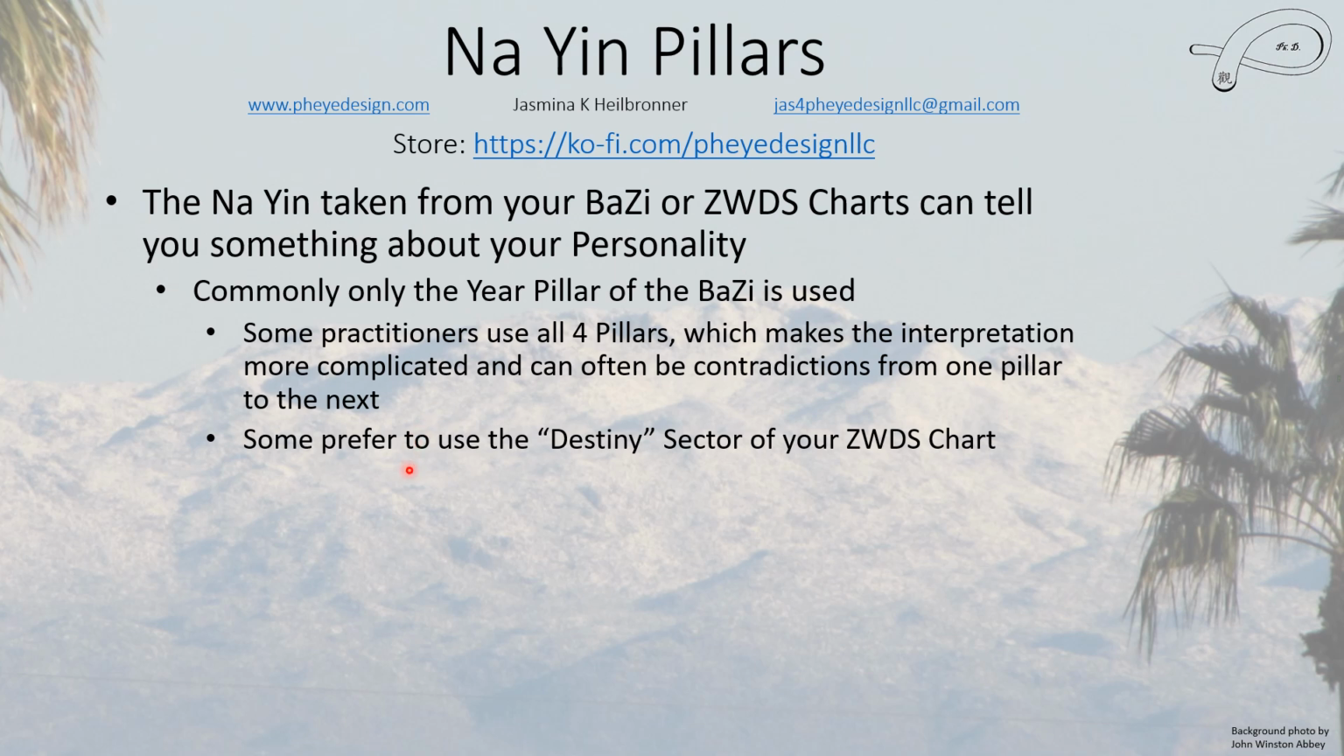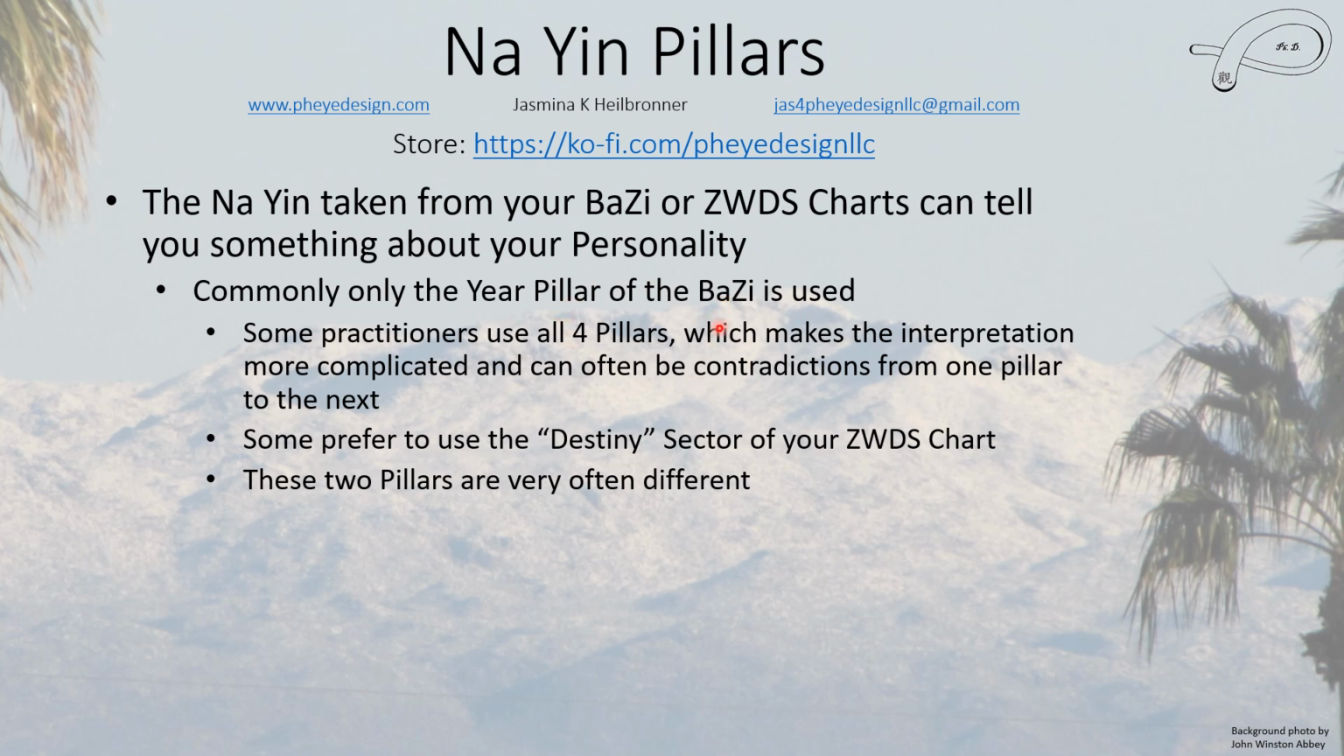Now, some prefer to use the pillar that's in either the destiny or the self, and it depends which calculator you use, what they'll call it. But it'll either be destiny or self. That's all I've ever seen of your Ziwei Doshu chart. So you're going to have 12 sectors there, and one of those will say destiny somewhere, if you're using the English language ones, of course. Well, it might also say self. Could be either one.